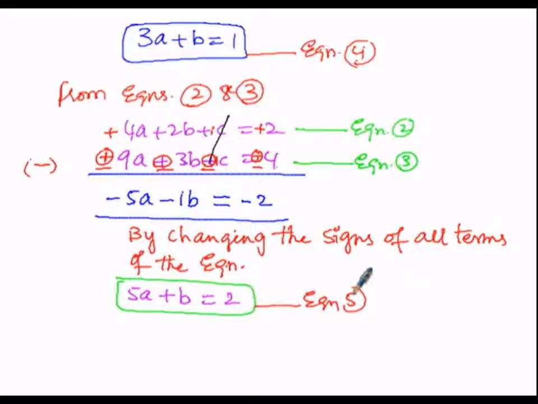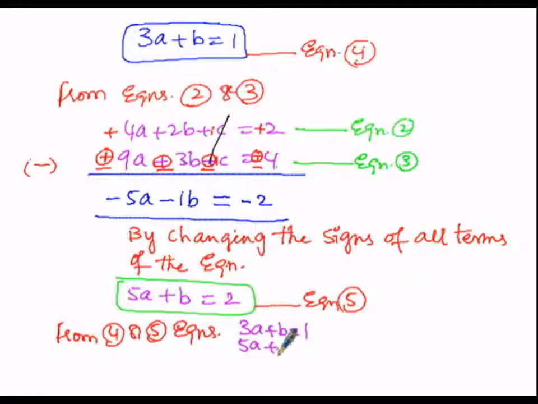So here we have to simplify 4 and 5 in order to get a as well as b values. So from the 4 and 5 equations, the fourth equation is 3a plus b equals to 1, and the fifth equation is 5a plus b equals to 2. This is equation number 4 and 5a plus b equals to 2 is equation number 5.